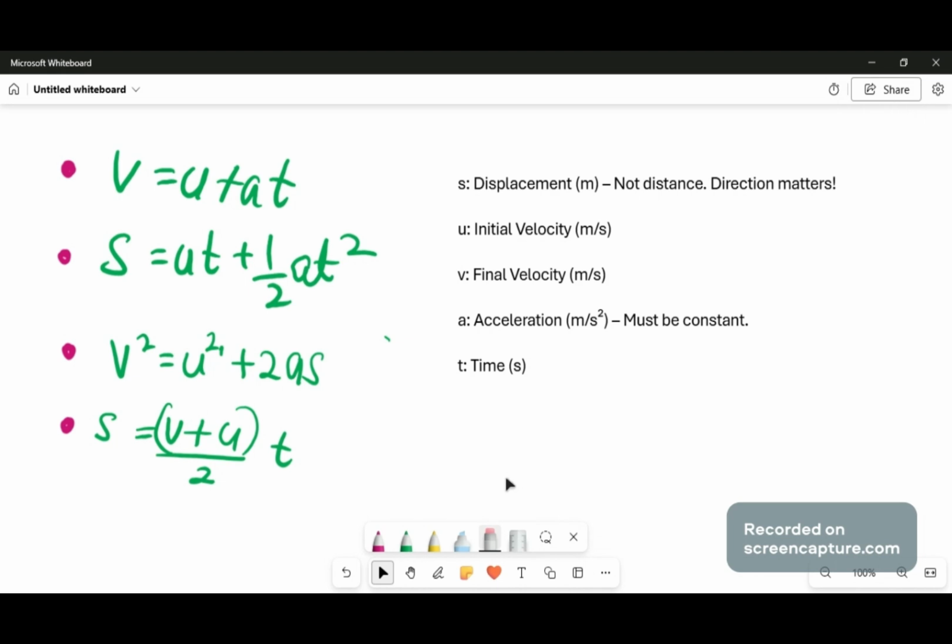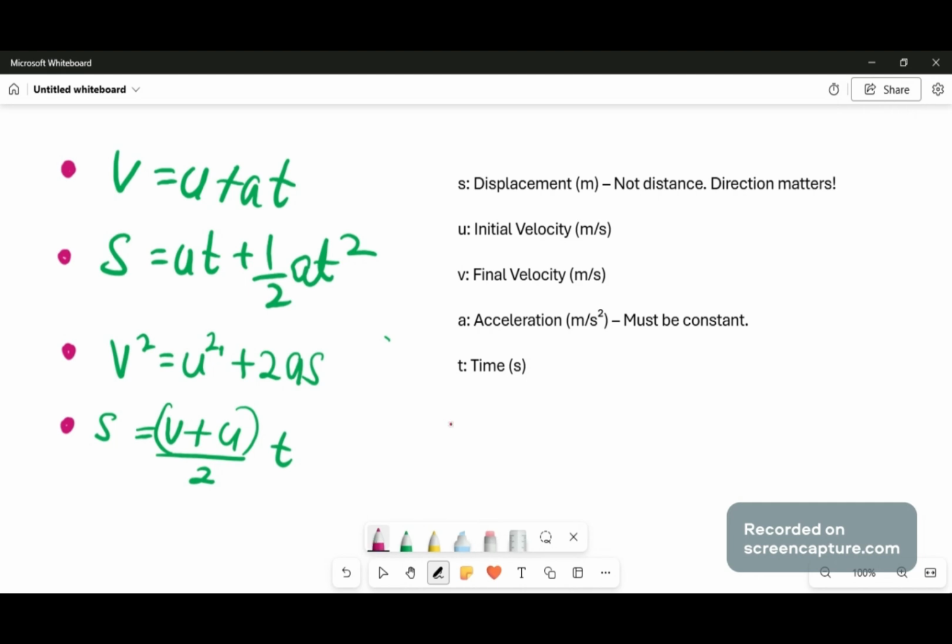When you are doing questions with these equations, definitely the acceleration of the object should be constant. If the acceleration changes during the motion, you can't use these equations to do questions. T stands for time. And I have to say another thing about acceleration.